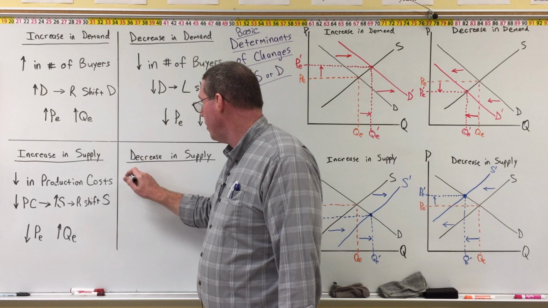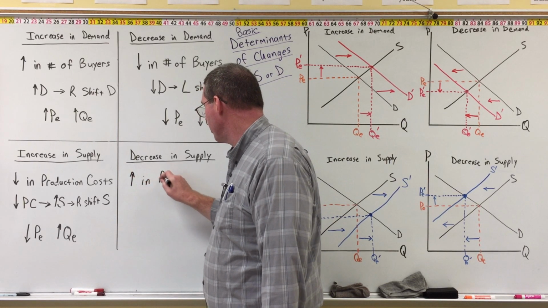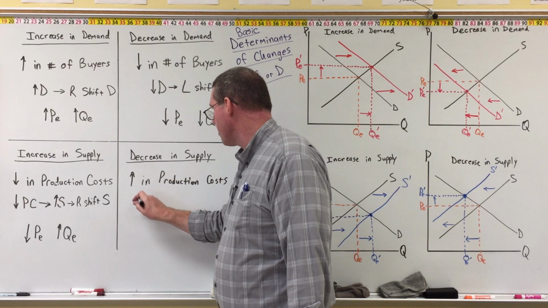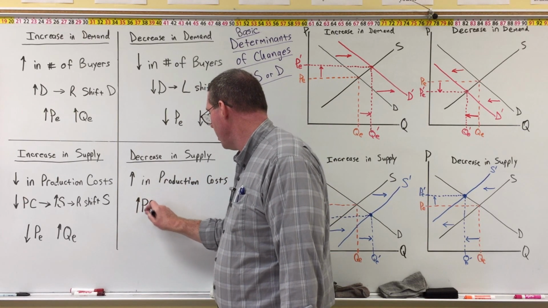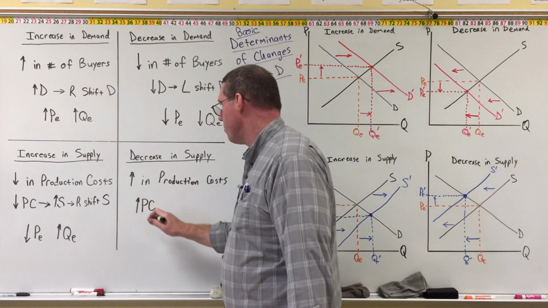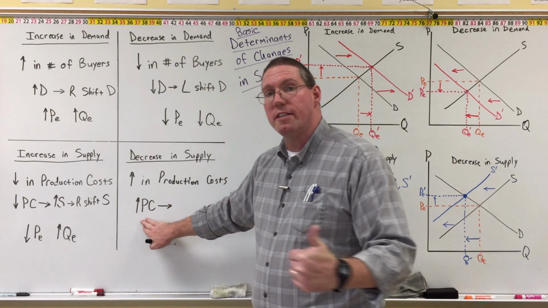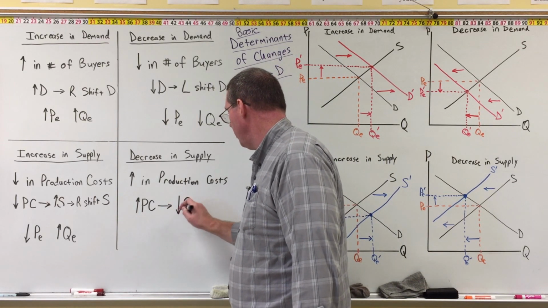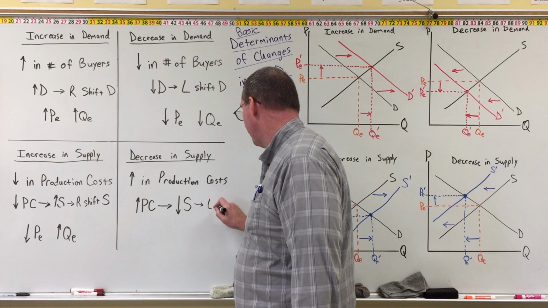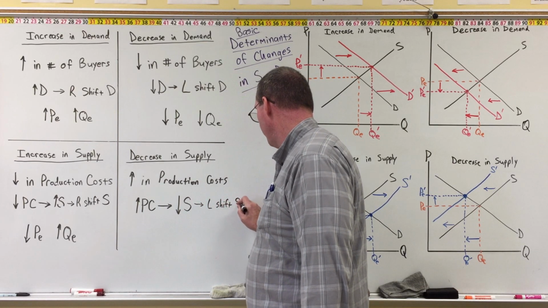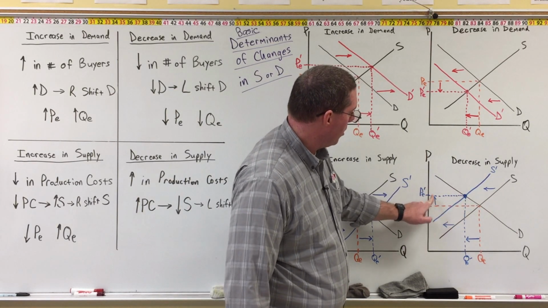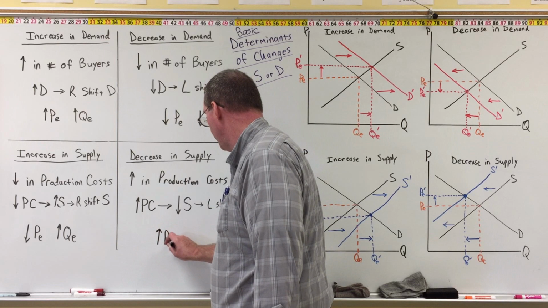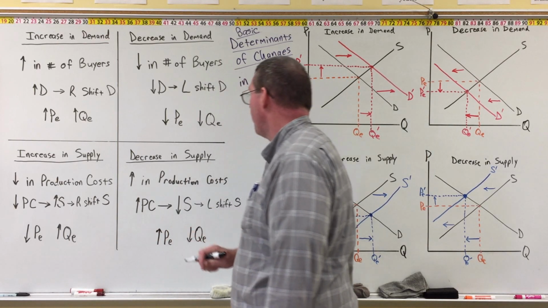On the other hand, if in this market there's an increase in production costs, okay, we're going to represent that as an upward arrow with PC. PC means production costs. An increase in production costs, because it costs more money to make each TV, we can't make as many TVs. Therefore, supply will go down, which will result in a left shift of the supply curve. And a left shift of the supply curve results in an increase in equilibrium price and a decrease in equilibrium quantity. So that's going to cause the price to go up and the quantity produced and sold to go down.